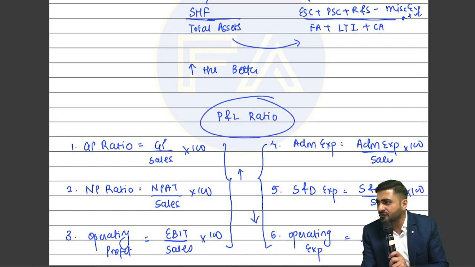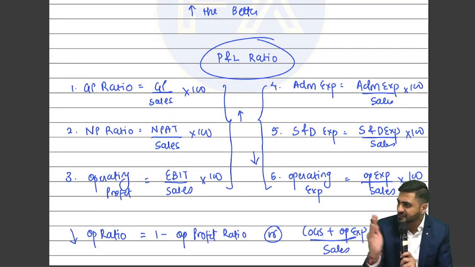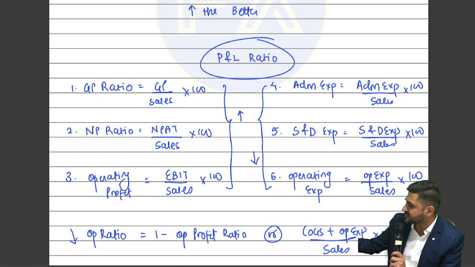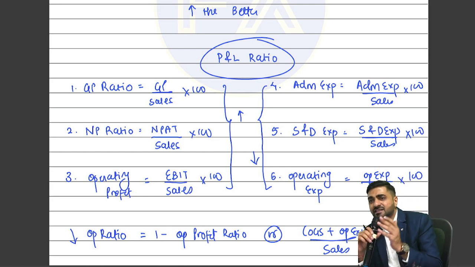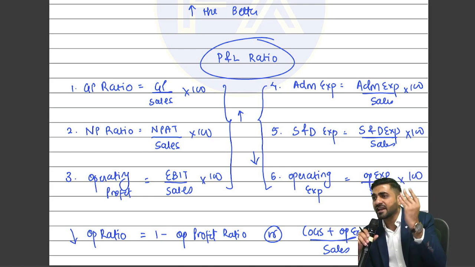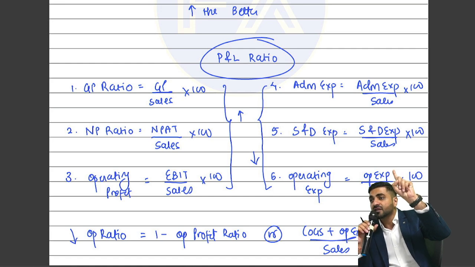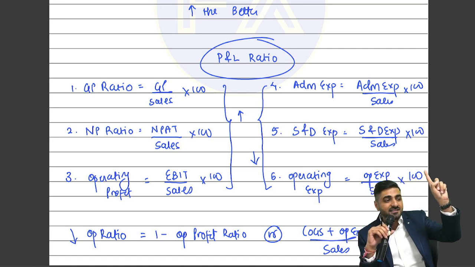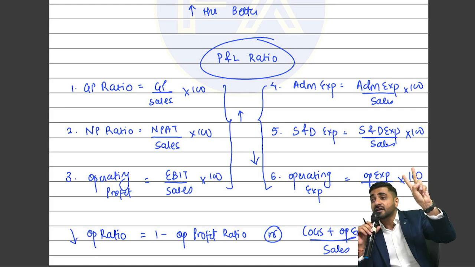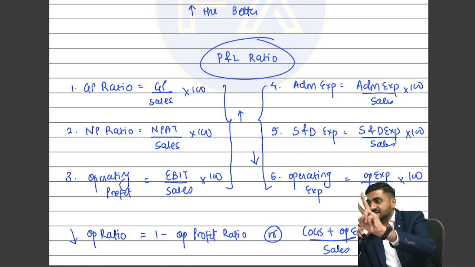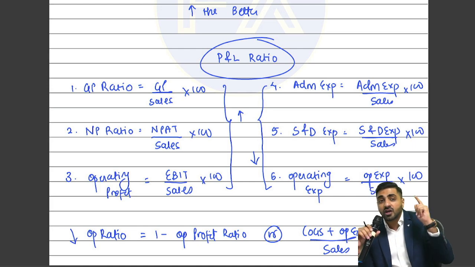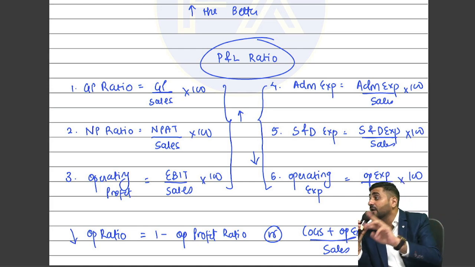So these are the list of P&L ratios, where I told you the first three sets of ratios were regarding your profits, and the next three sets were regarding your expenses. Once again, everyone, GP ratio formula: gross profit upon sales. Net profit ratio formula, NPAT upon sales. Use the word NPAT only, NPAT upon sales, or else you'll be confused which profit should I take. Third one is your operating profit ratio, where I will take EBIT upon sales.